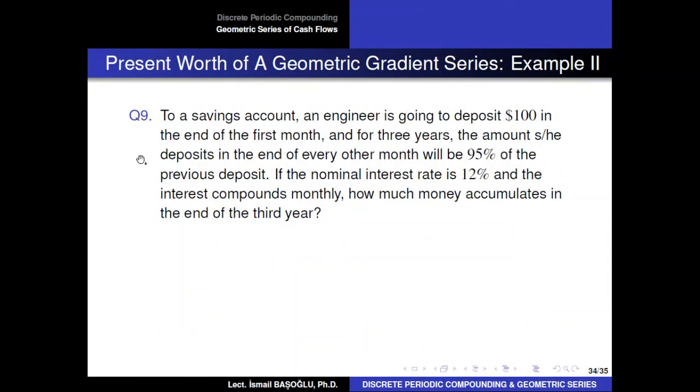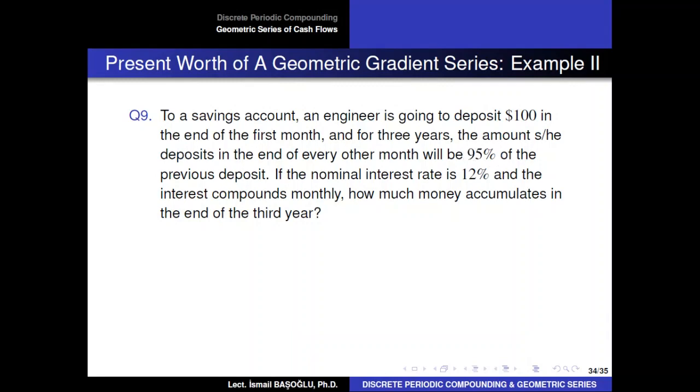Now, this is the last question that we are going to solve today. It says, to a savings account, an engineer is going to deposit $100 at the end of the first month. And for 3 years, the amount she deposits at the end of every month will be 95% of the previous deposit. So the engineer is going to deposit money for 3 years at the end of every month, and the first month payment will be $100. Then every month, the amount that the engineer is going to pay will be 95% of the previous deposit.